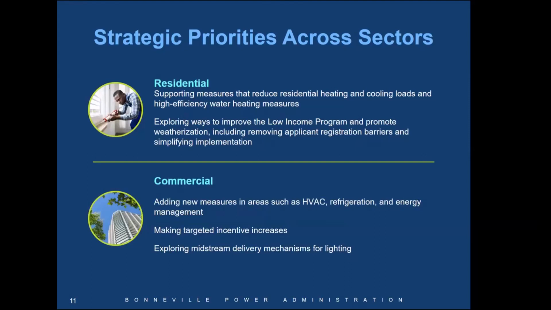So on the residential side, we are realigning the portfolio to focus on measures that were selected by the BPA's resource program primarily. And those are heavily weighted towards heating and cooling loads, as well as high efficiency water heating measures. So those are the heat pump hot water heaters primarily.